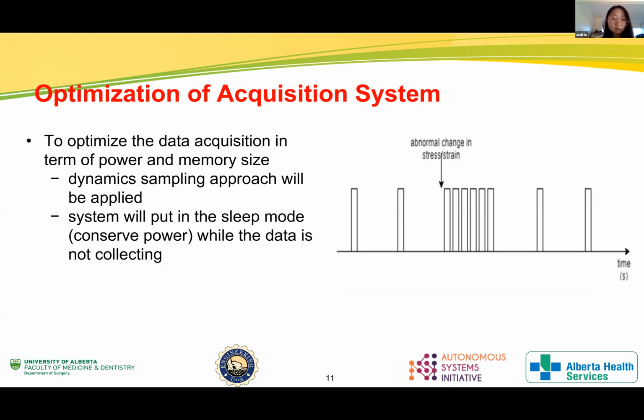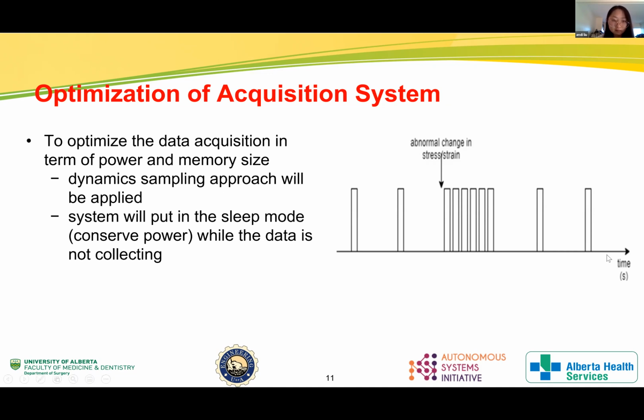However, a project that is powered by a rechargeable battery has limited power and memory size. Traditionally, data are collected all the time. However, limited power and memory size will cause a problem. In that case, an optimized data acquisition system is proposed.